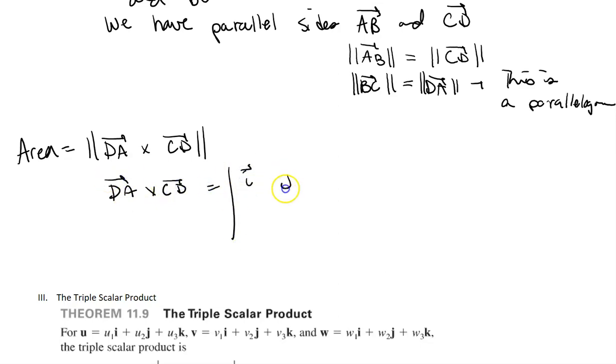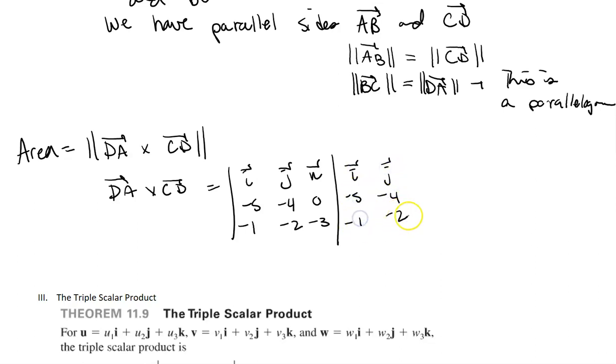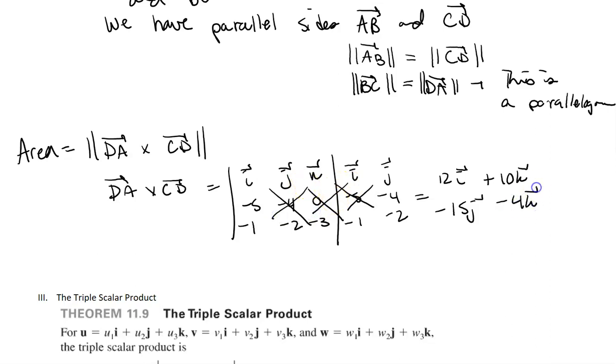will have i, j, and k. We'll have negative 5, 4, negative 4, and 0, and we'll have negative 1, negative 2, and negative 3. It might have been easier if I had chosen the positive ones, but it's okay. We'll get through it. So we get 12i plus 0j plus 10k minus 15j minus 0i minus 4k, which is 12i minus 15j plus 6k.